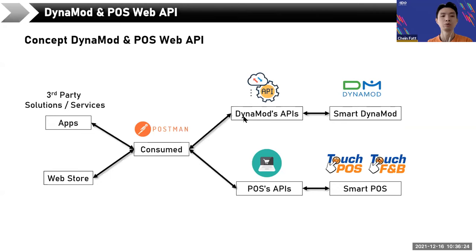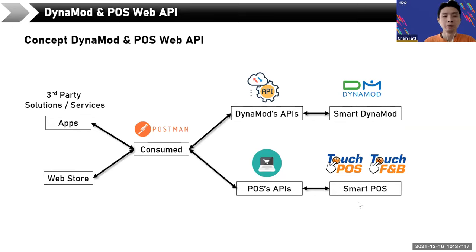So we can call or request to get and post some of the transactions, or get some of the info from our Dynamod backend and the POS system as well. Based on this diagram, this is the third party application or web store. And then we can use one of the programs, Postman. This is an integration tool to test the API and send and receive requests, like get and post data from our Dynamod web API. Usually the Dynamod web API will send the data to our Dynamod and the POS API will send the data to our smart POS.